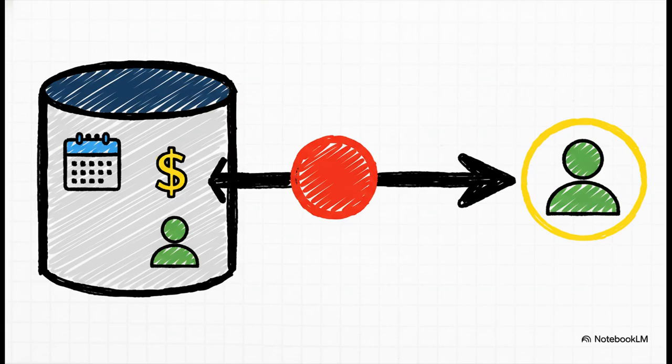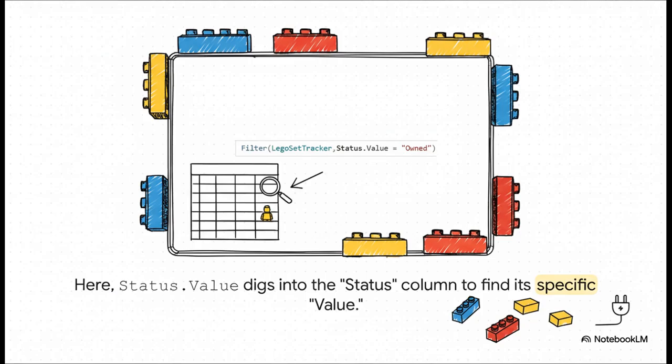Now, one of the most powerful little tools you'll use is the dot. Just think of it like a pathfinder. If you have a customer record, you use the dot to say, hey, go to this customer, then grab their email address. It's just a super simple way to tell the app exactly what piece of information you need. So let's look at this in action.